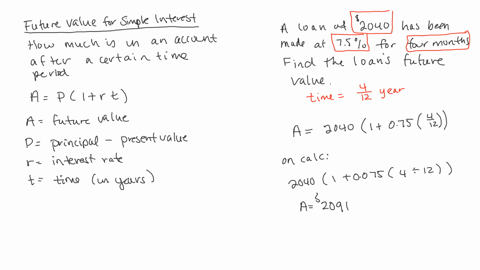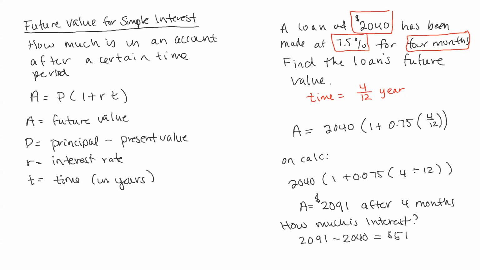That means after 4 months, you would owe $2,091. So how much is interest? Well, after 4 months, we owe $2,091, but we initially only borrowed $2,040. So that means we accumulated $51 in interest over 4 months' time. Okay. So let's look at another example.